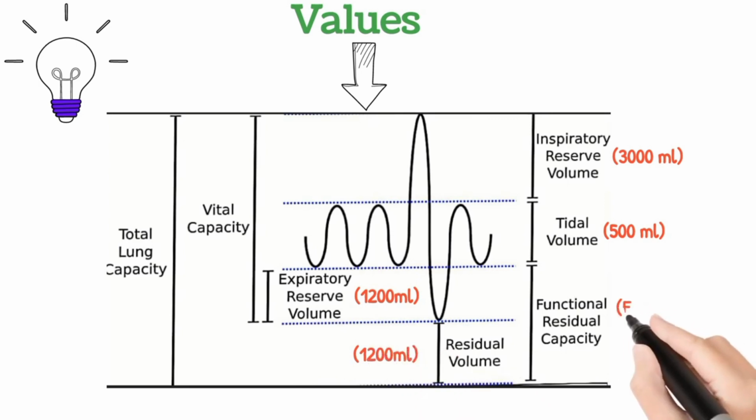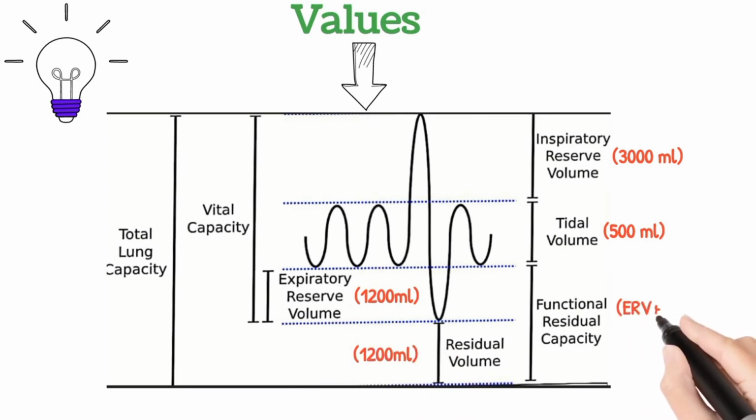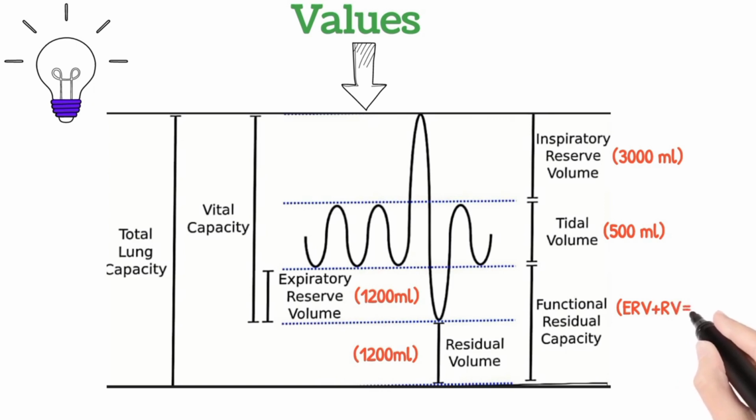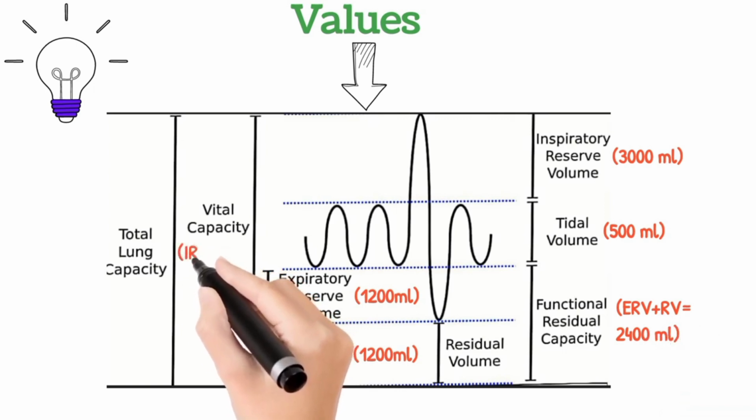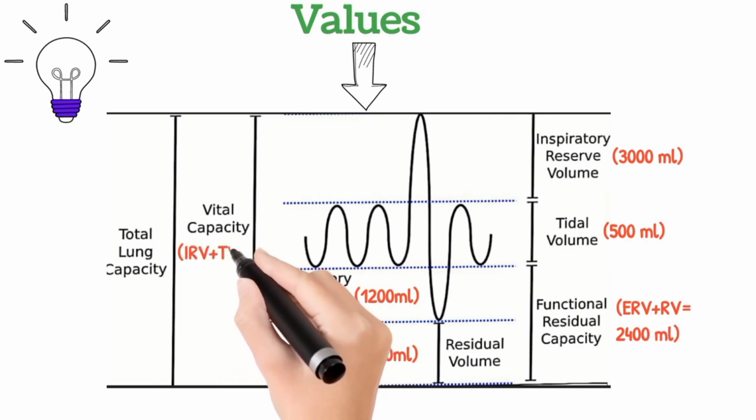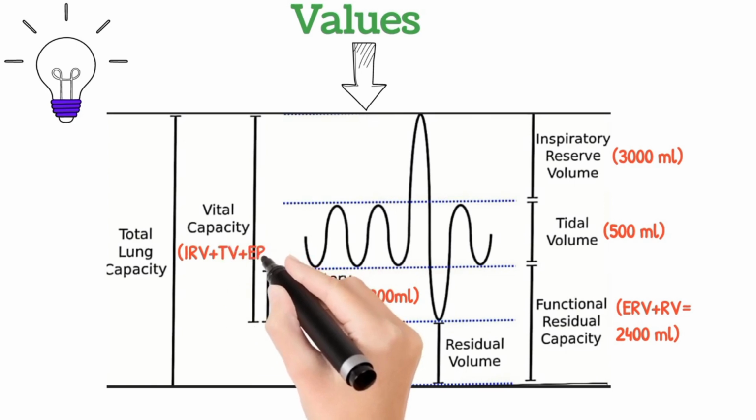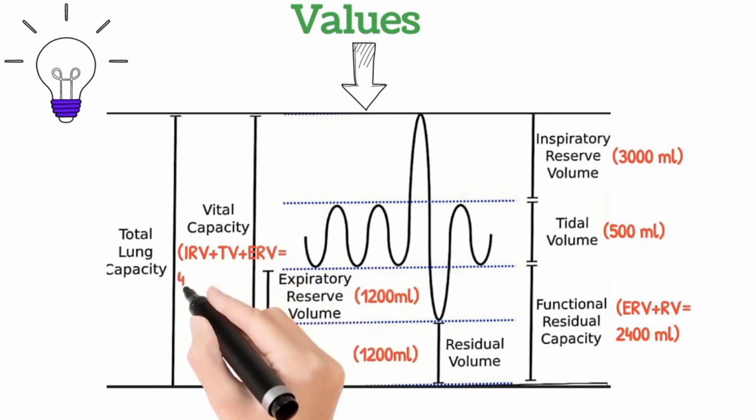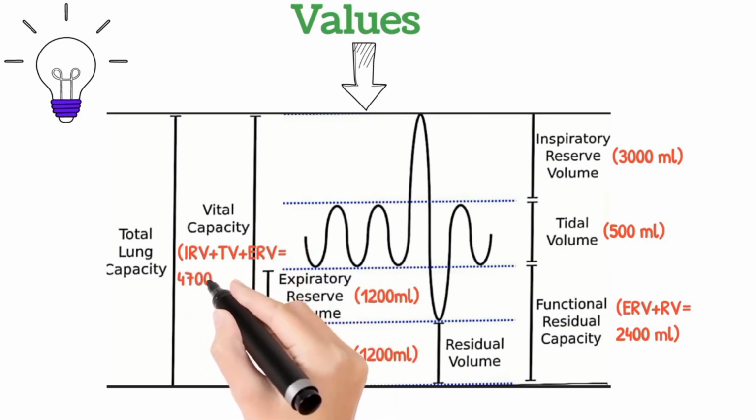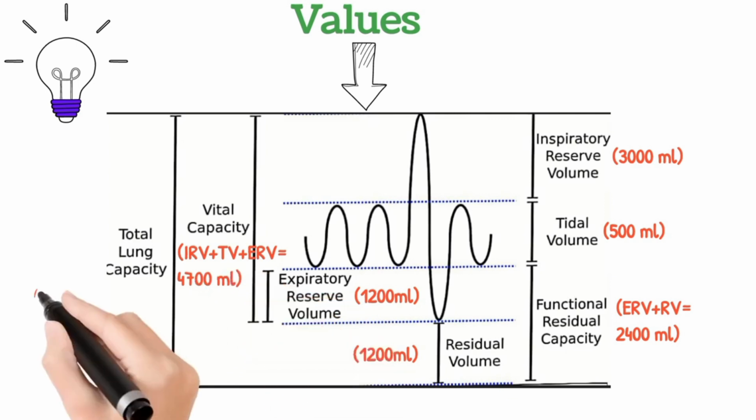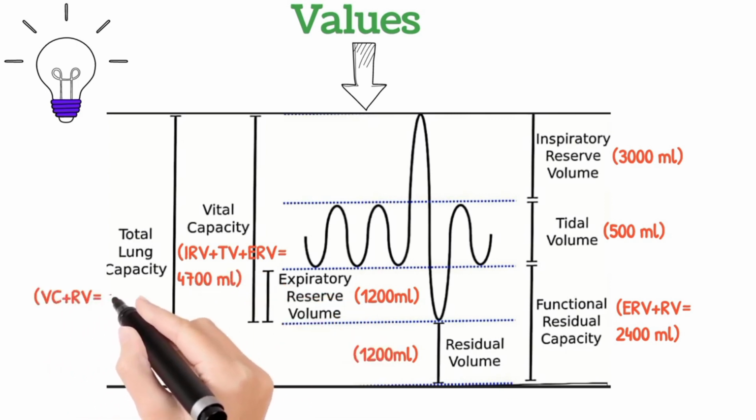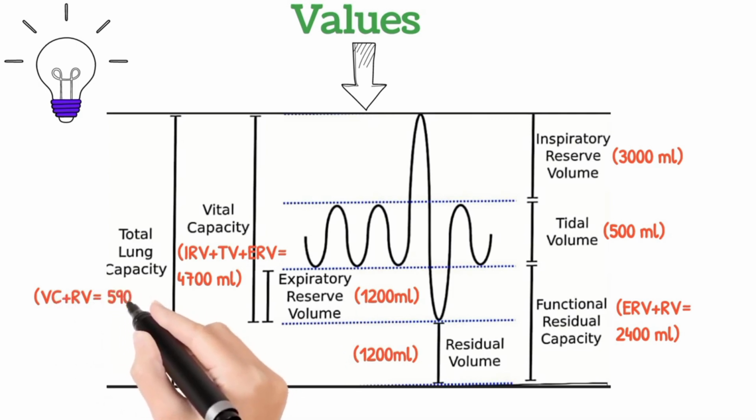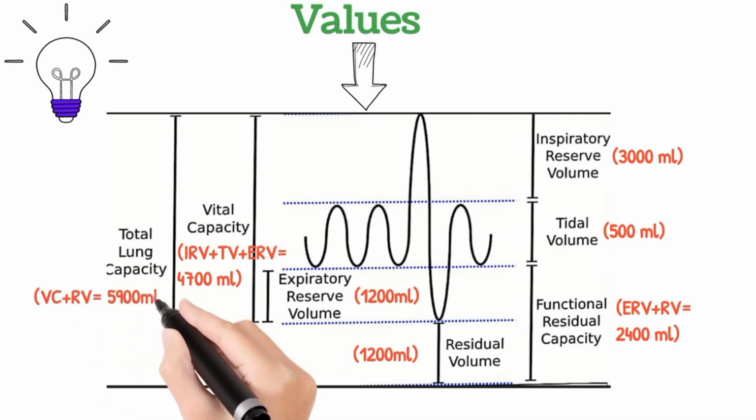Functional residual capacity is calculated by addition of expiratory reserve volume and residual volume. It is 2400 ml. Vital capacity is calculated by addition of inspiratory reserve volume, tidal volume and expiratory reserve volume. It is 4700 ml. Total lung capacity is calculated by addition of vital capacity and residual volume. It is 5900 ml.